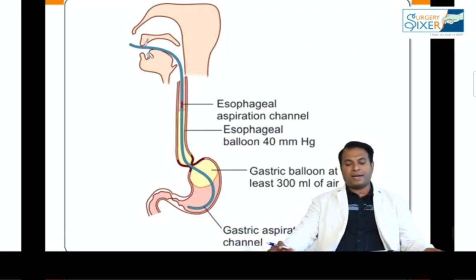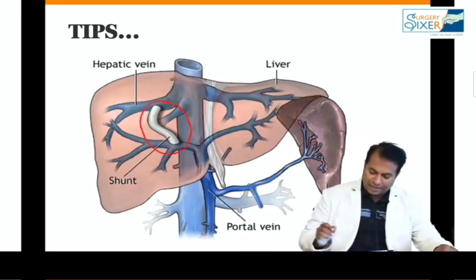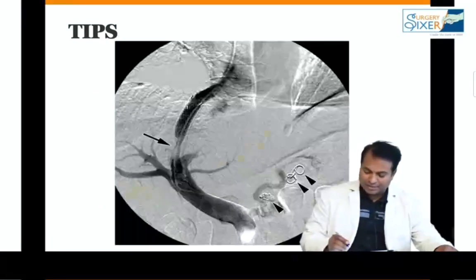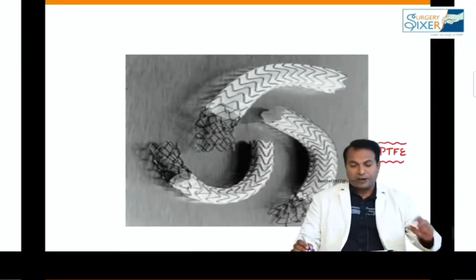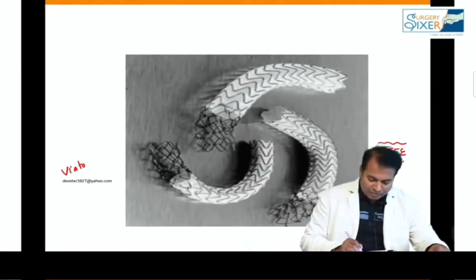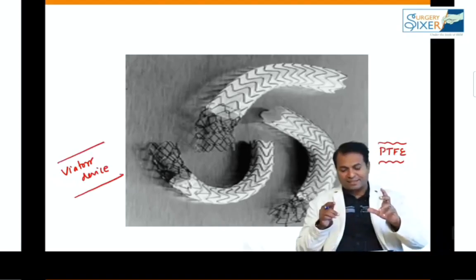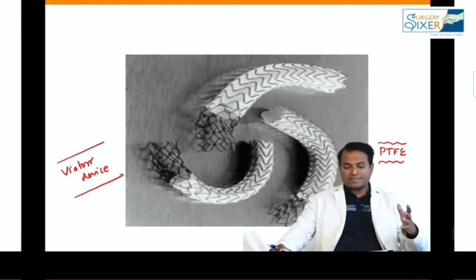So you can see it is inflated like this, and this is the TIPS between the right hepatic vein and the right portal vein. TIPS is done by an interventional radiologist. You can see this radiology picture, and this is the polytetrafluoroethylene stent. It is made up of polytetrafluoroethylene. And for going into the liver, we use a special device known as the Viatorr device, to enter the liver and put the stent. So it is not essential for PG, maybe used for super specialty.